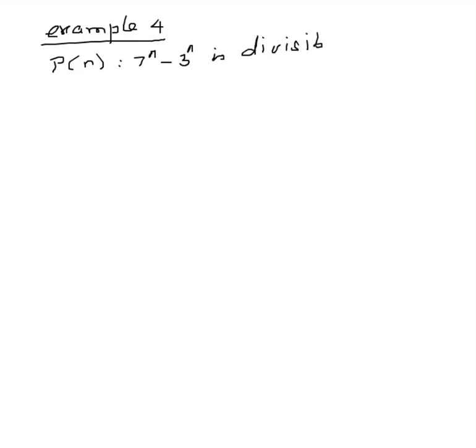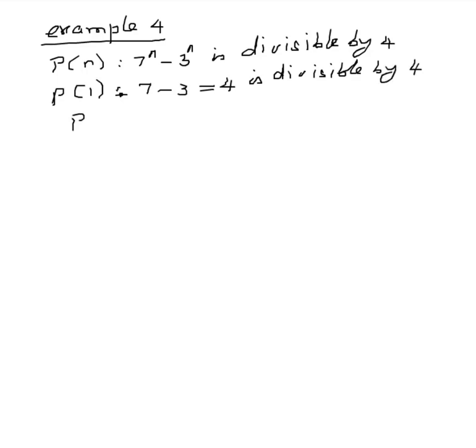Example 3 is an easy question. Try by yourself. Now let us do example 4. For every positive integer n, prove that 7 power n minus 3 power n is divisible by 4. P of 1 will be 7 raised to 1 minus 3 raised to 1. 7 minus 3 is 4, and it is divisible by 4. Therefore, P of 1 is true.